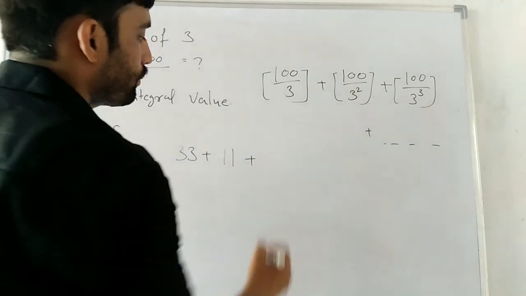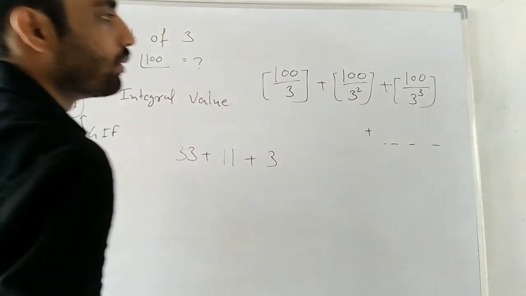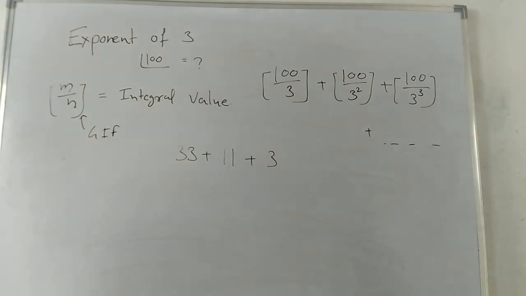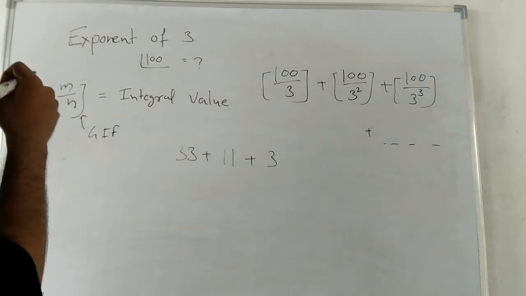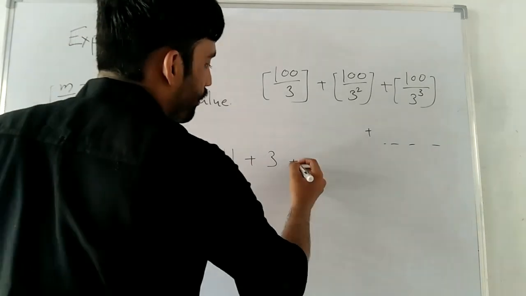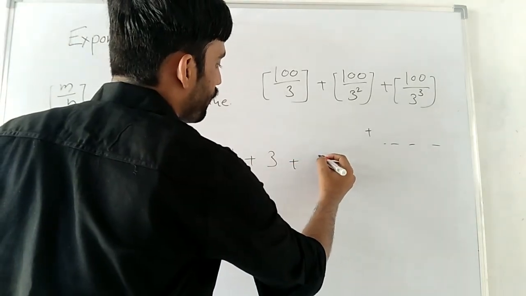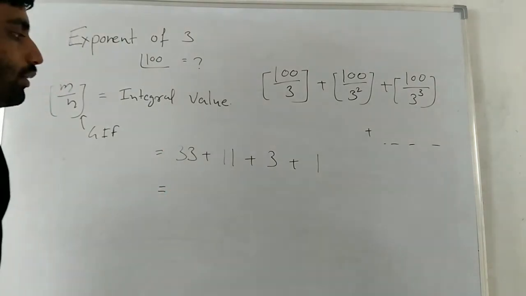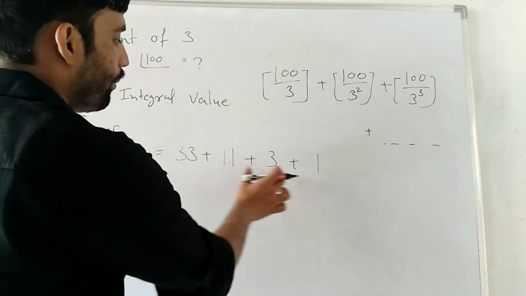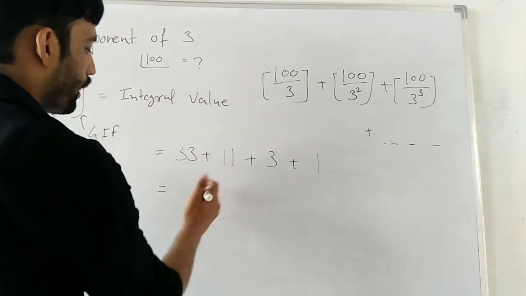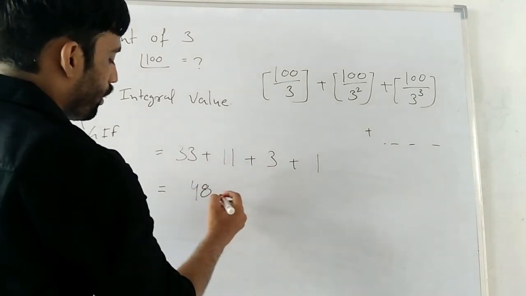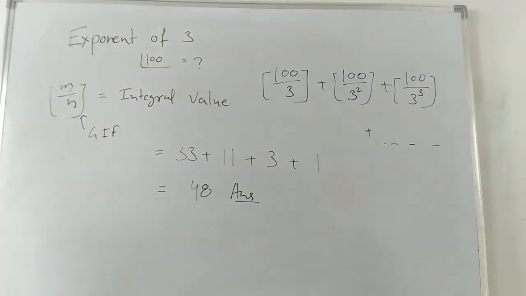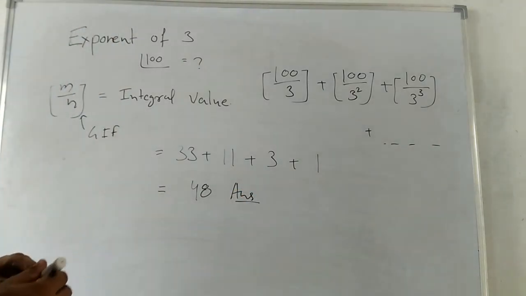and 3. 100 upon 27 will become greatest integer function 3, and the next will become 100 upon 81. It means we will get 1. So summing all these numbers, 44 plus 4, 48. So the highest power of 3 in the expansion of factorial 100 will become 48.